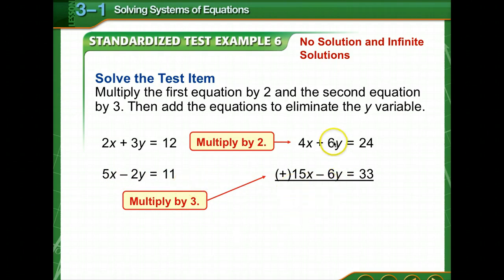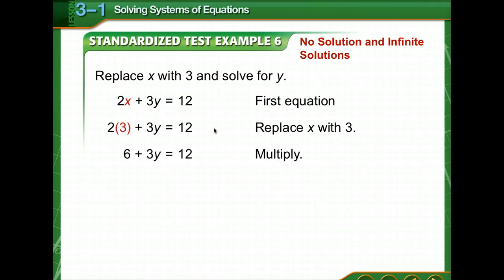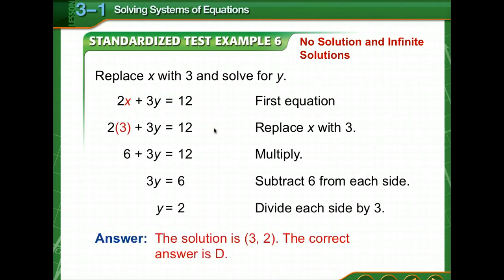Now notice we have a positive 6y and a negative 6y, so these will eliminate. 19x is equal to 57, so x is equal to 3. All we have to do is replace x with 3 in either one of the equations. I happen to be using the first one. And then we can solve for y. So y is equal to 2. So the solution is 3, 2. So they had multiple choice questions. The correct answer is D.